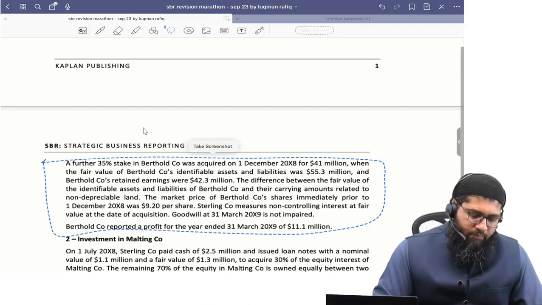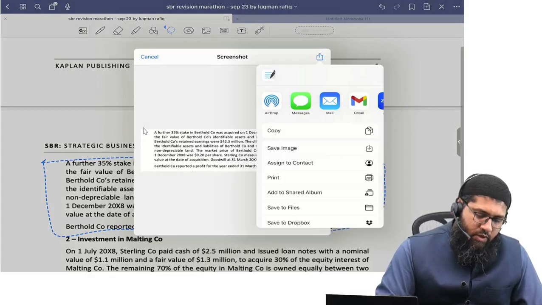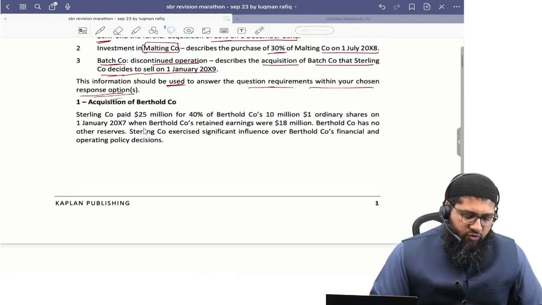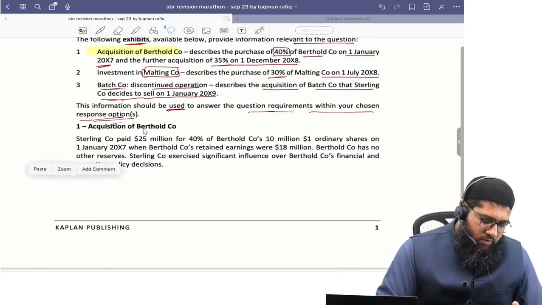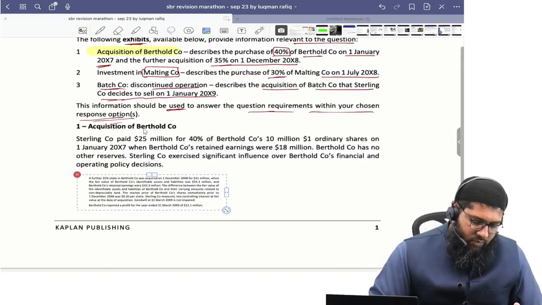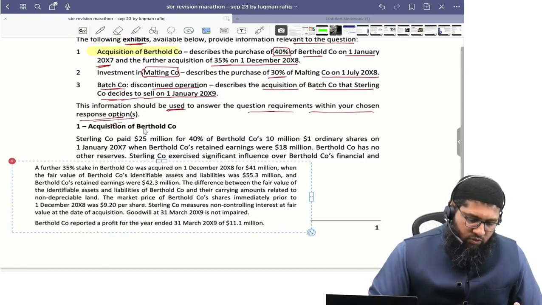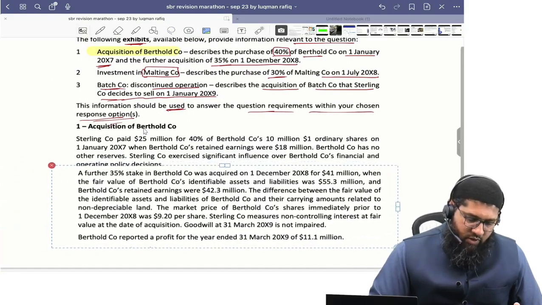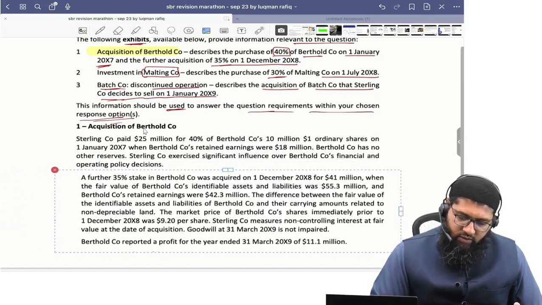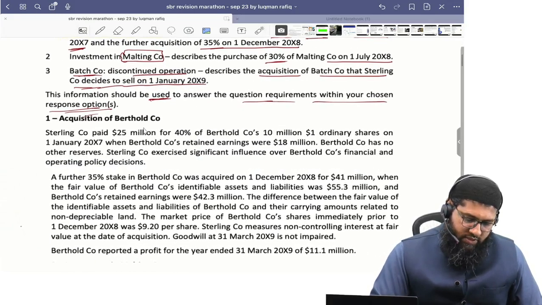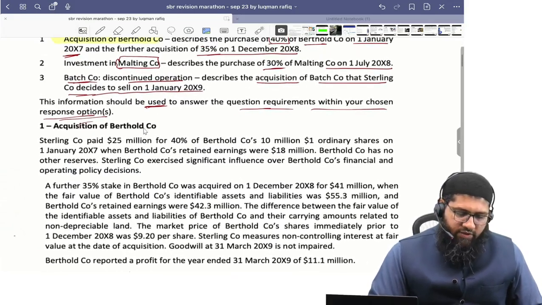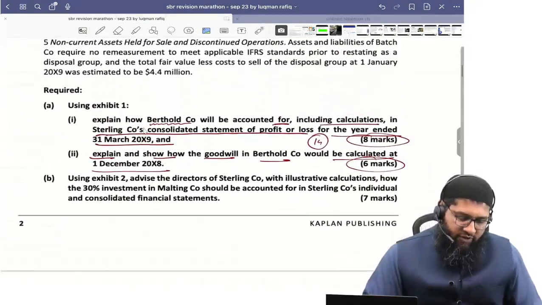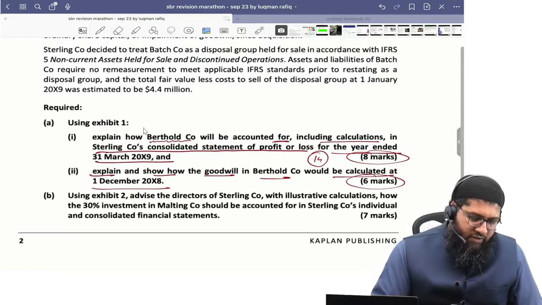Just to make sure I'm able to give you a picture on a single page, I'll paste it here so that we can see the whole scenario in front of us on a single page rather than going here and there, right? Okay, I think it's very clear now. Basically we are trying to solve the question for the year ended 31st March 2009.